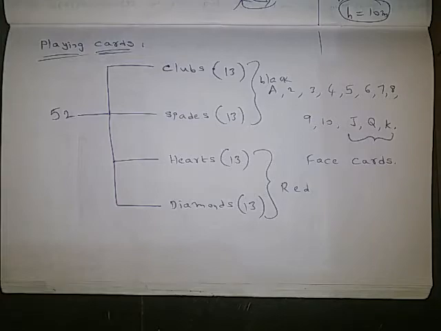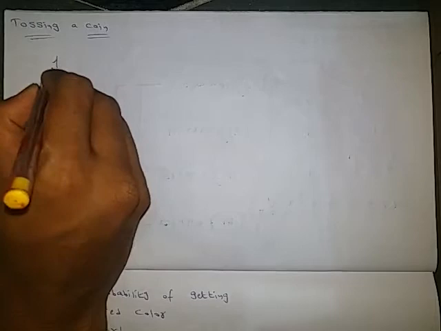Okay, now let's move to the next concept, which is tossing a coin. If we toss a single coin, what are the possible outcomes we will get? Those are very easy: one tail, one head. It means it may be tail, it may be head.